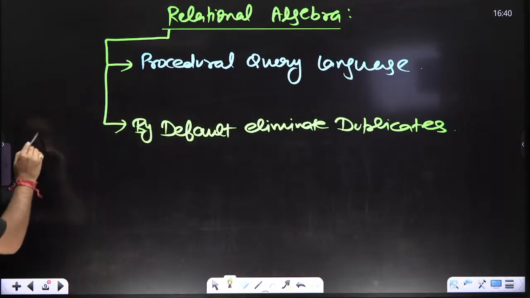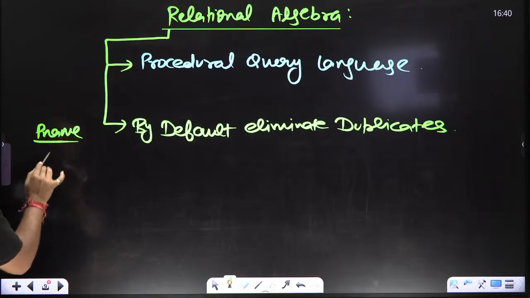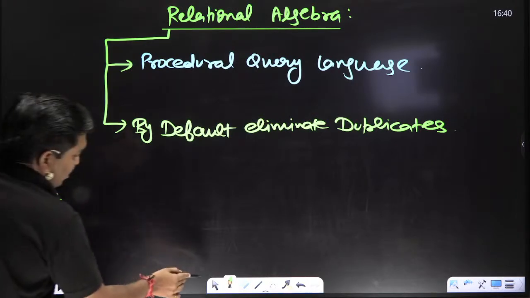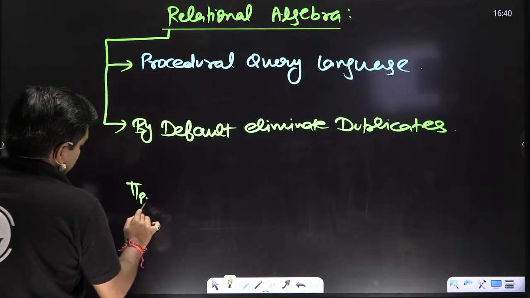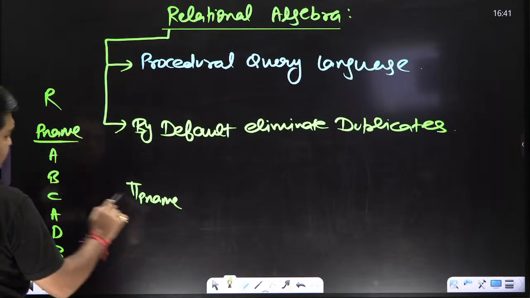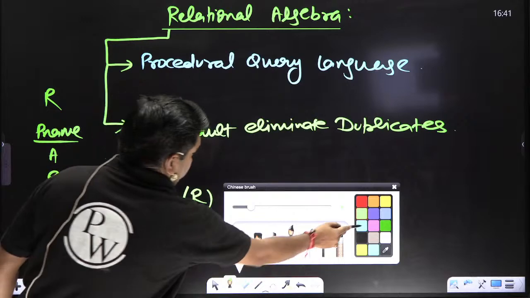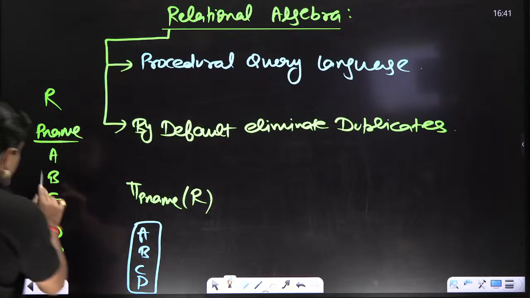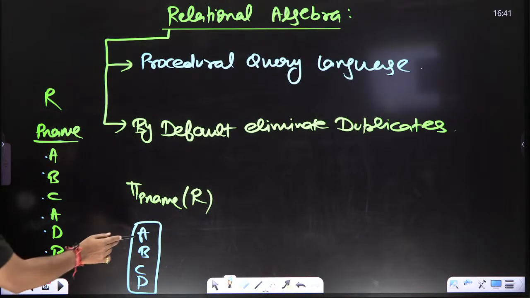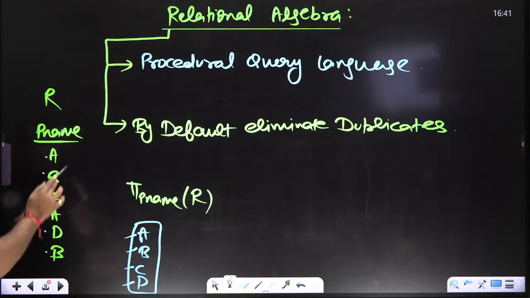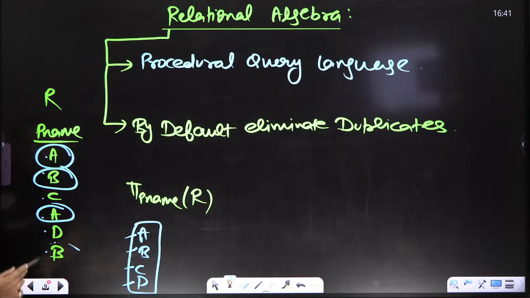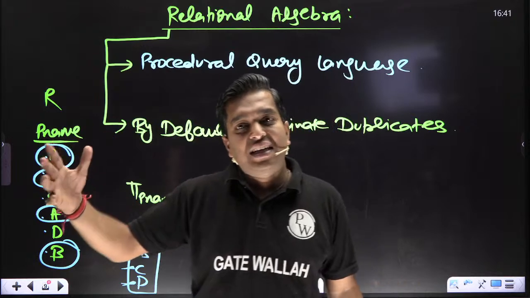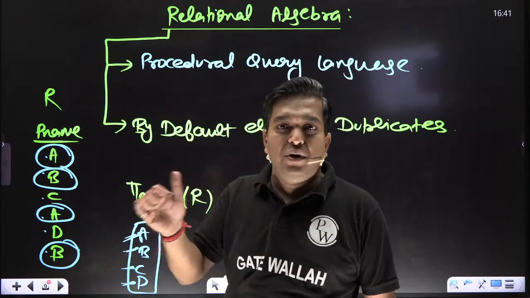For example, there is a project name column with A, B, C, A, D, B. If you search by name from table R, what will you get in output? You are getting A, B, C, D only. Although you have 6 tuples, you are getting only 4 tuples. Why? Because A appears 2 times and B appears 2 times, it will take only once. Crystal clear? Then I will start each and every component, each and every operator.